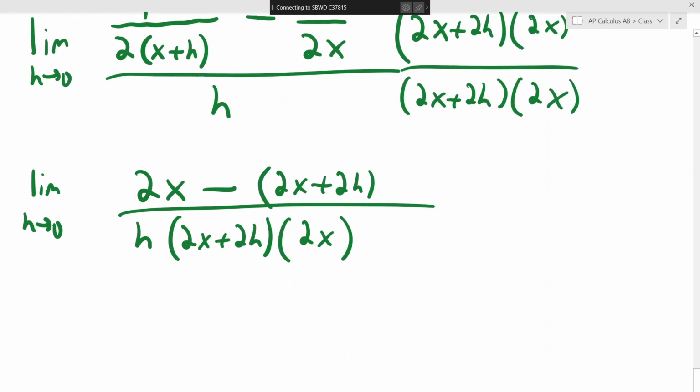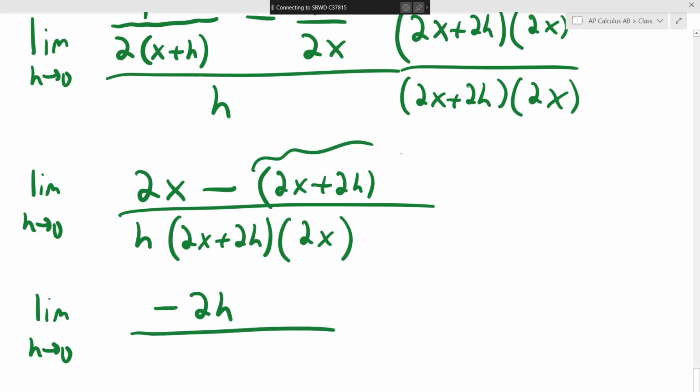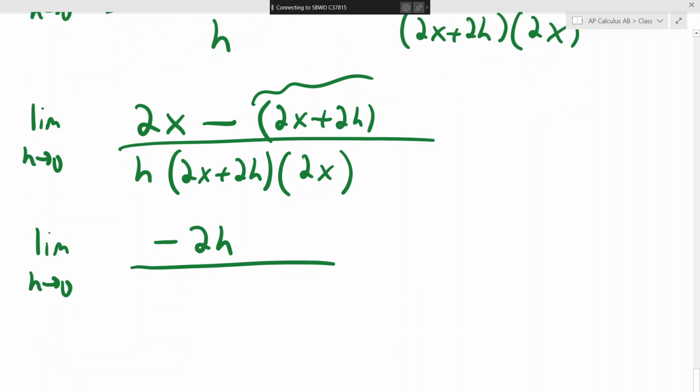All right, you can see what's going to happen up top here, I hope. 2x minus 2x goes away. What's left is negative 2h. If you forget those parentheses up here, you're going to miss the negative there. It's not the end of the world, but, you know, it's wrong. It's minus the quantity. And then down the bottom, we got this thing, h times 2x plus 2h.